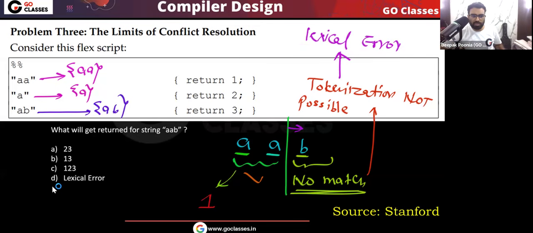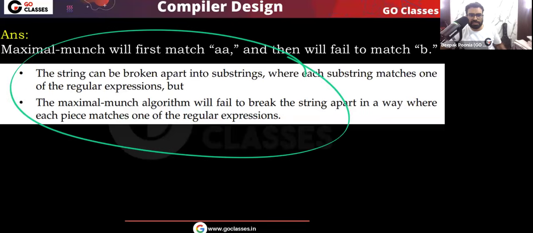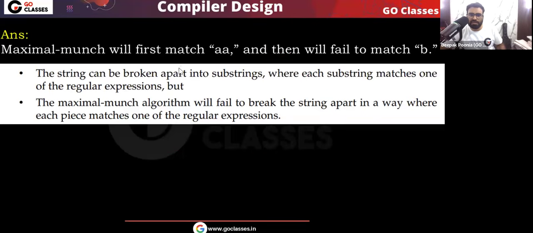I hope you understood this point. So remember, for this input character string, there will be a lexical error. Very simple question. I hope you understood. This is the explanation. You can read it. Because of longest match, the first match will be AA, but after that there will be no match. So lexical error. We failed at tokenization.